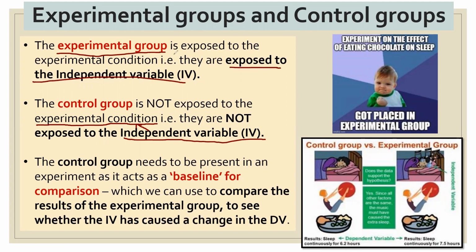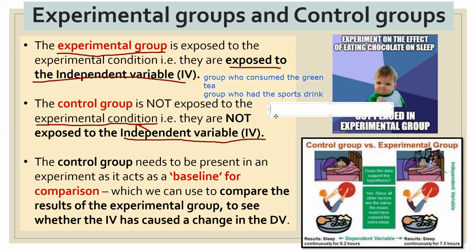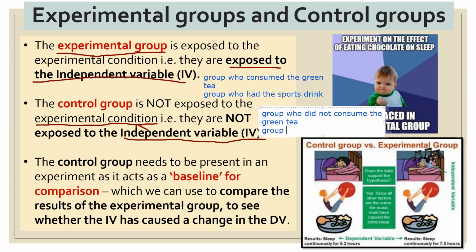In our previous example, the experimental group were the group of people who consumed the green tea. Or for example, in the example we had before that, the group who had the sports drink. In each of those experiments, you'll also have a control group, which would be the group who did not consume the green tea. Or for the next example, the group who did not have the sports drink.